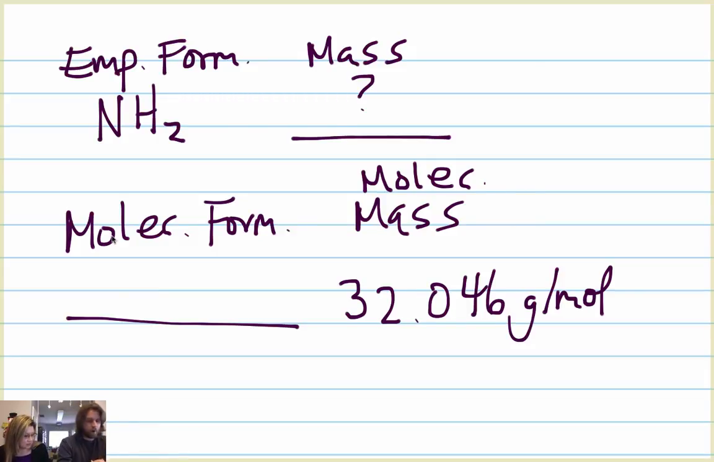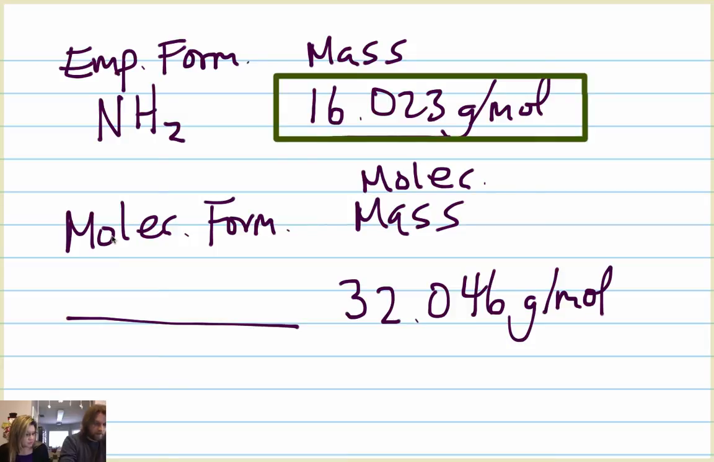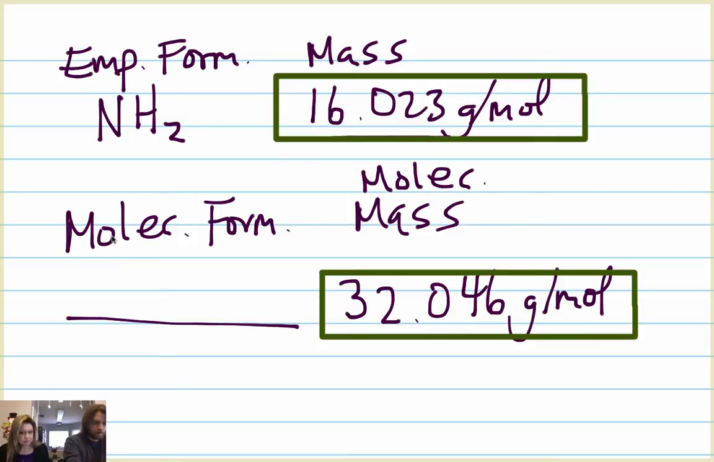So 1 nitrogen plus 2 hydrogens, and we've done the math for you already. That is going to end up being 16.023 grams per mole. And again, that's just 1 nitrogen and 2 hydrogens. And your molecular mass looks 2 times bigger. Yep, 2 times bigger.